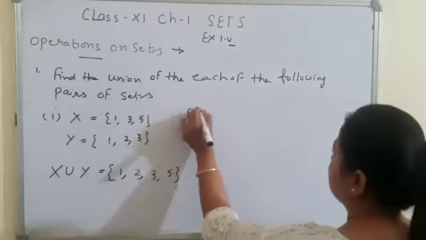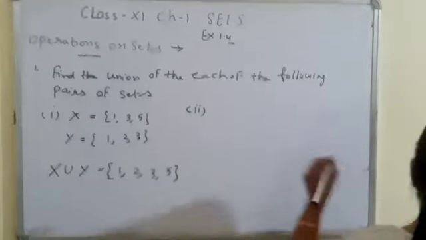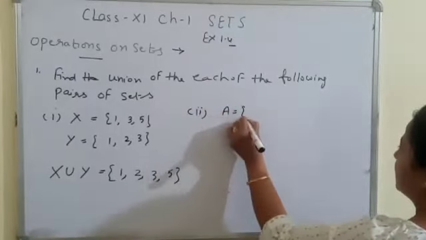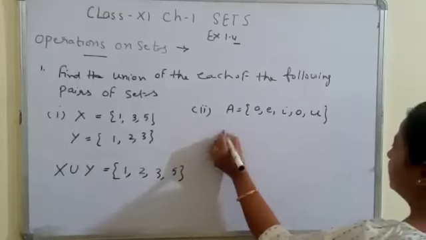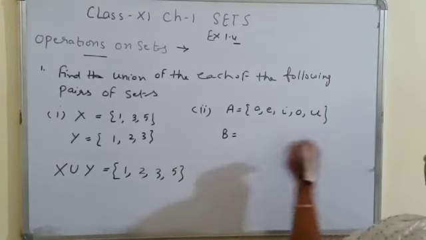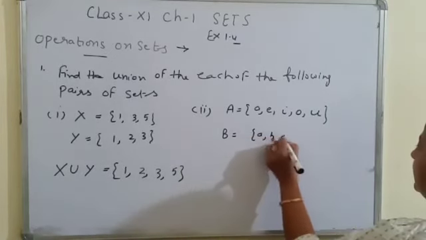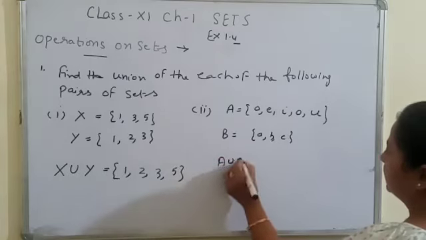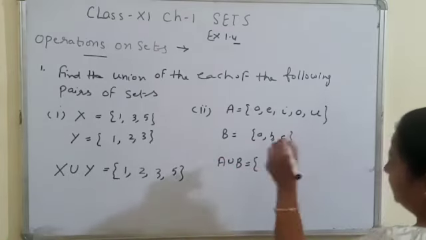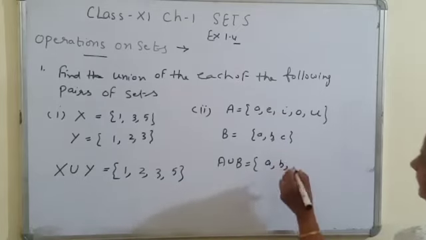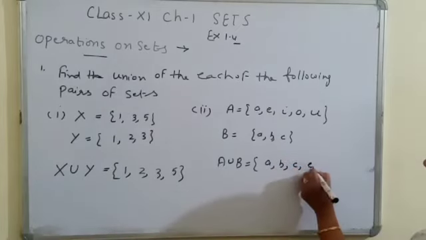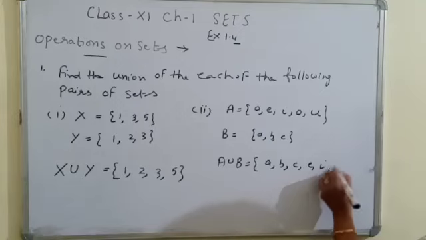Question 6, part 2 of question 1: we have a set A in which the elements are the vowels A, E, I, O, U, and set B that is A, B, C. Now easily you can find A union B. Yes, this is A, B, C, E, I, O, U.